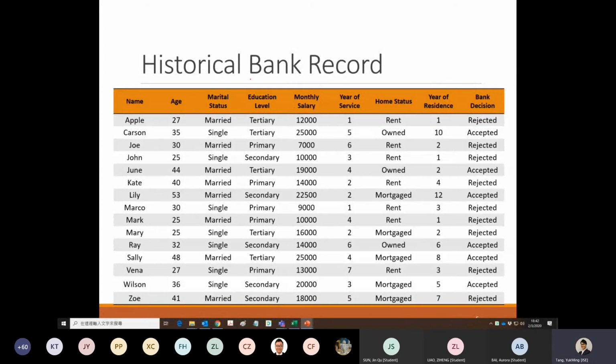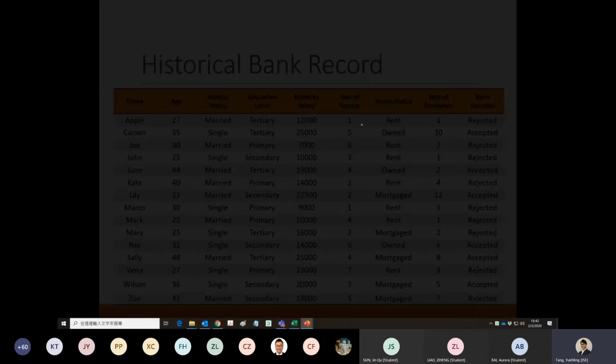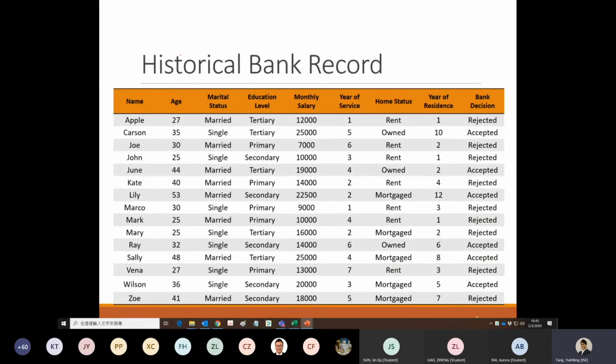In order to decide whether to lend money to the customer, we are going to apply the decision tree. As mentioned, to come up with a decision, we need some historical data. Suppose that for this example, we already have some historical bank records. In this record, we have a list of customers. The first column is the name of the customer. For example, we have the customer Apple. We also have other customers: Carson, Joe, John, and so on.